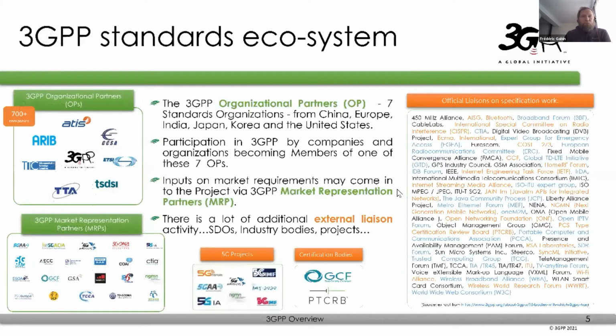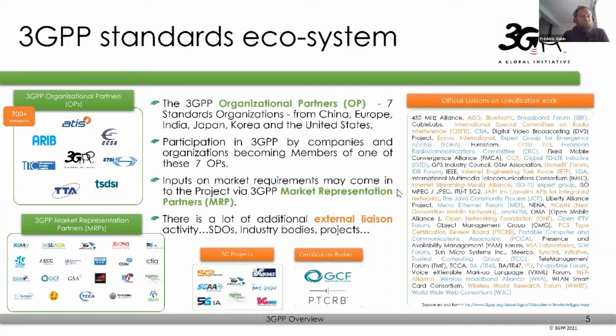The ecosystem of 3GPP consists of the standards organizations, which are the partners of 3GPP. 3GPP stands for Third Generation Partnership Project. So it's a project among organizational partners, which are on the left-hand side here, which are regional standards organizations, and they represent more than 700 companies who are members through these standards organizations. They are members of 3GPP. They come from China, Europe, India, Japan, Korea, and the US.